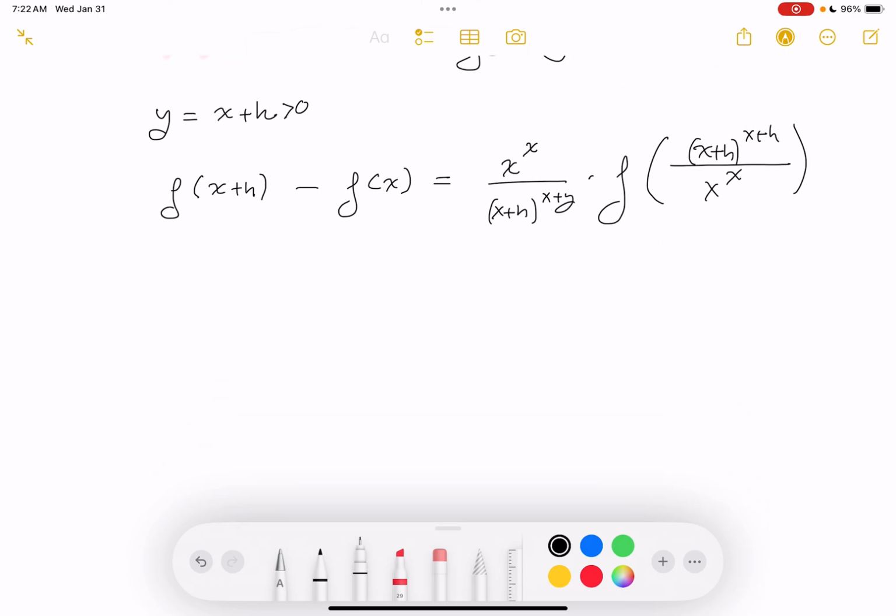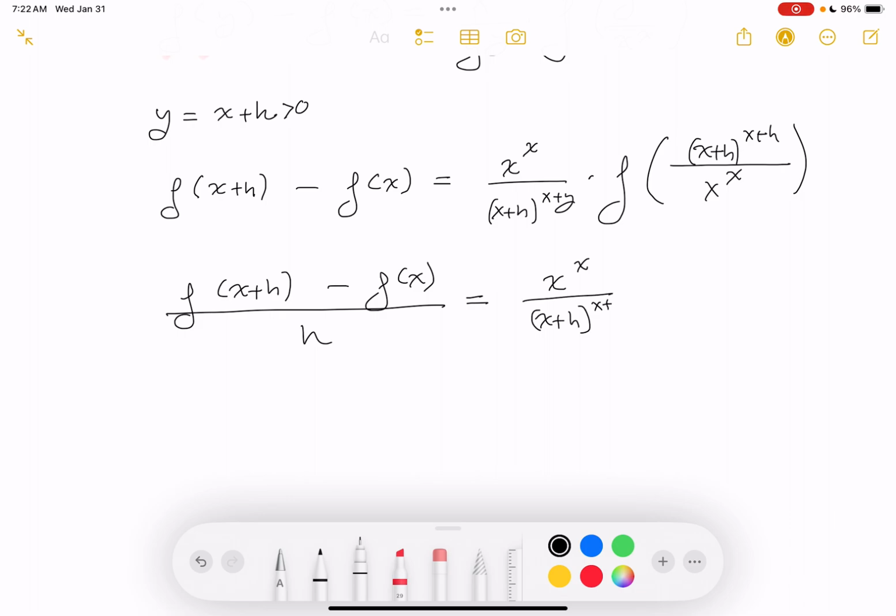All right, so what I'm going to do is I'll write this over here, f of x plus h minus f of x. I'm going to divide the left side by h, and I need to divide the right side by h. I'm sorry, this is x plus h. All right? Now what do you get over here? I'm going to write this one a little differently, as x plus h to the x plus h over x to the x. And then on the bottom, you're going to get h. So I divide both sides by h. The next thing I want to do is take the limit.